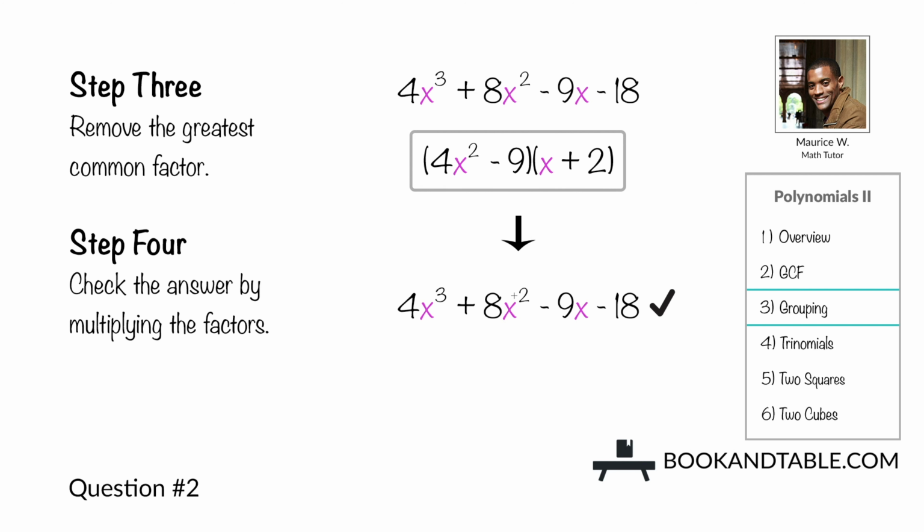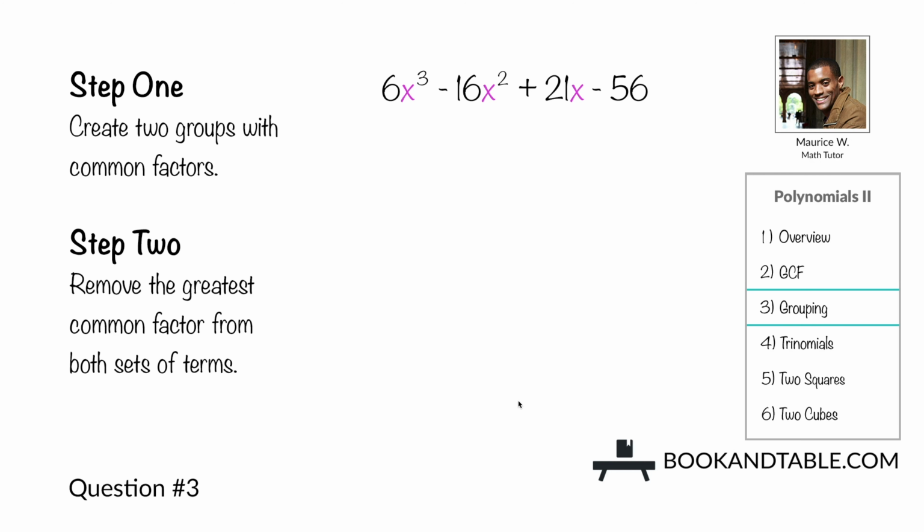So that is the answer to question number 2. Let's now have a look at question number 3. We were given 6x cubed minus 16x squared plus 21x minus 56. So the first step is to create two groups with common factors. So we'll group together the first two terms and group together the last two terms.